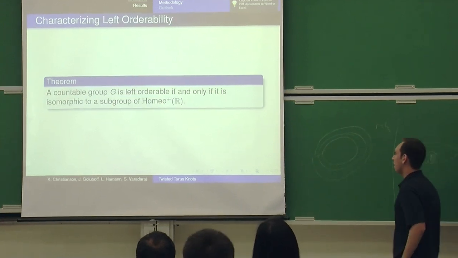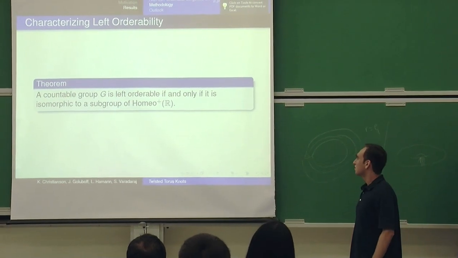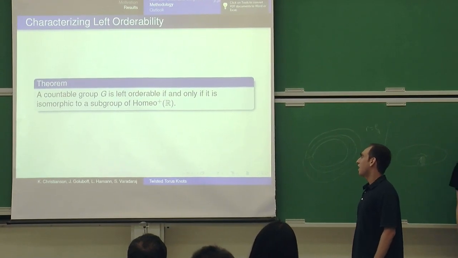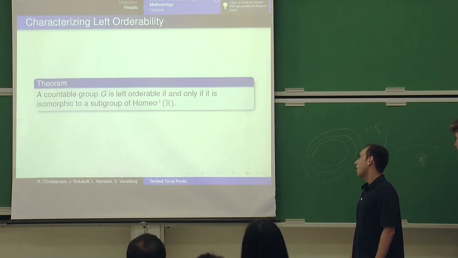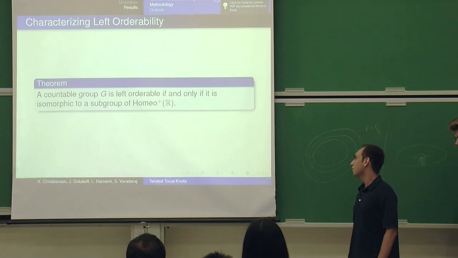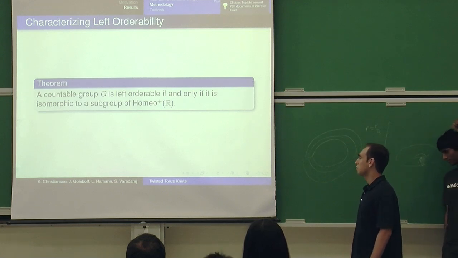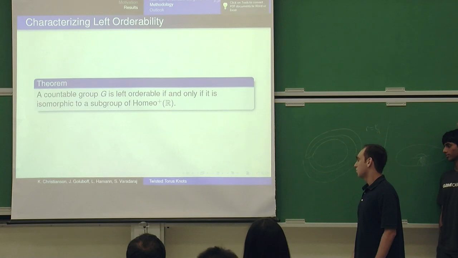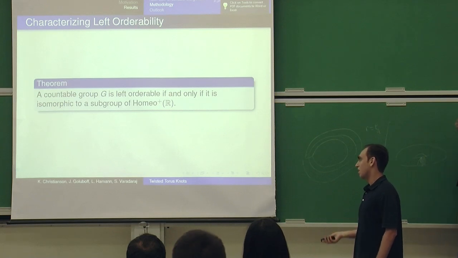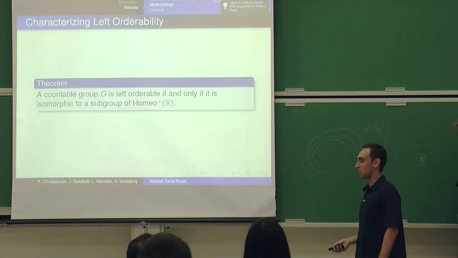Okay, I'd like to talk about our methodology, how we got these results. Our method of proof relies on a different characterization of left-orderability than the one that Kat presented definitionally at the beginning of this talk. Basically, we can view countable left-orderable groups as subgroups of Homeo plus R, and it will become clearer as I explain more terminology why this characterization really helps us get our results.